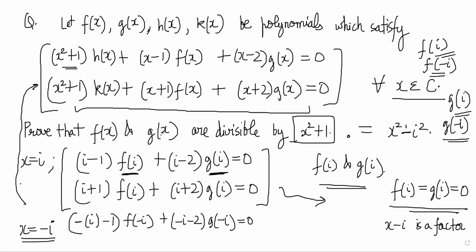And therefore, what it means is that x plus i is also a factor. So since x minus i and x plus i are both factors of f of x and g of x, we get the proof that the two polynomials f of x and g of x are divisible by x squared plus 1. So I will leave it to you to work out the details. The idea is pretty simple. Let's look at another question.